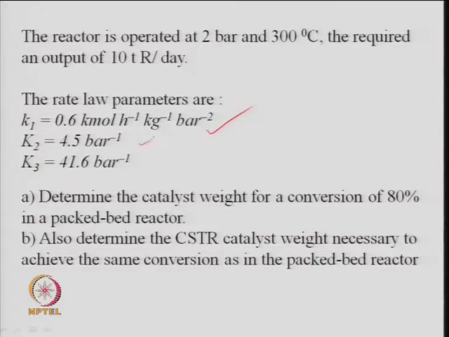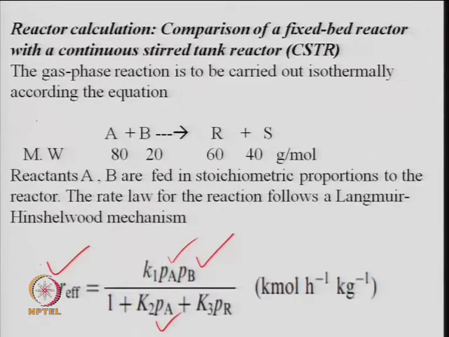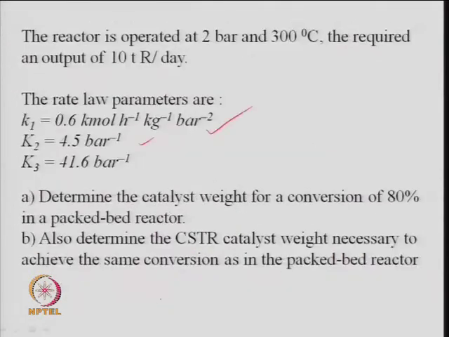The rate parameters can be determined experimentally by regression analysis. K1, the rate constant, is given, and K2 and K3 are equilibrium constants, with values of 4.5 bar inverse and 41.6 bar inverse. So, what you have to do is find out the mass of the catalyst to achieve a conversion of 80% in a packed bed reactor, and compare it with the mass of the catalyst required in a CSTR. The same thing which I have discussed here is now given in the form of a problem.